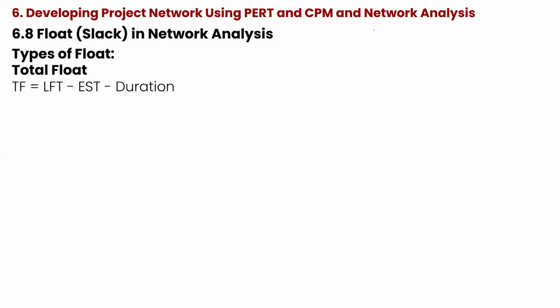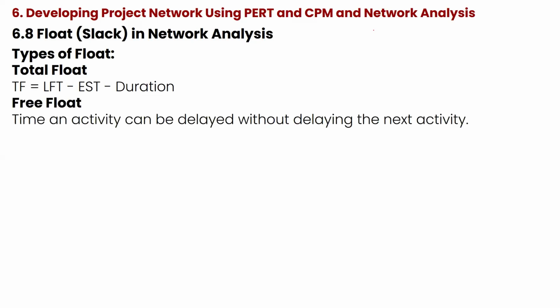We have what we refer to as total float, which is LFT minus EST minus duration. We have what we refer to as free float. I'm going to limit you to just 3 types of floats. It is the time an activity can be delayed without delaying the next activity, and the formula for that is EFT minus EST minus duration. The final one, which I didn't put here, I'm going to add later. That's supposed to be independent float.